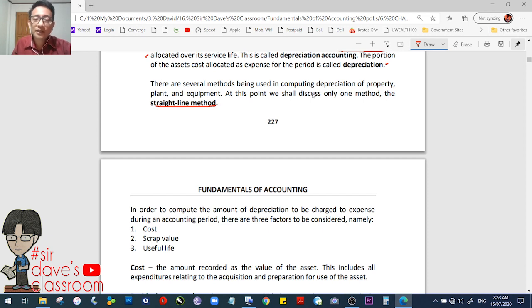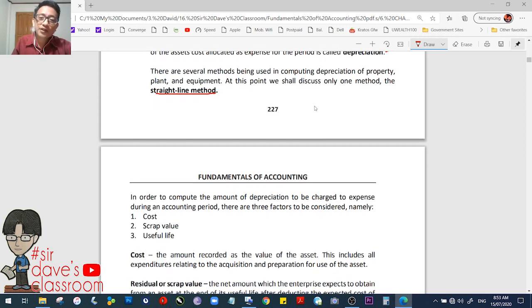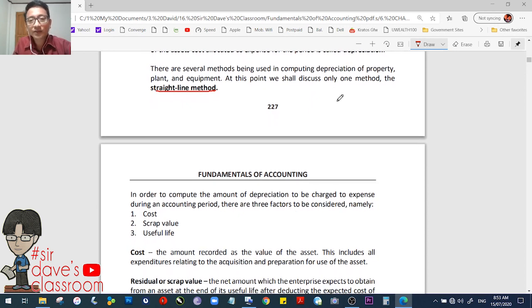Other methods will be discussed in your higher accounting subjects, financial accounting subjects, such as the SYD or the sum of years digits method. You have your declining balance method. You have your other accelerated methods, etc. That will be discussed to you in the future.